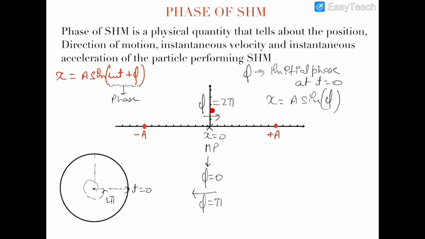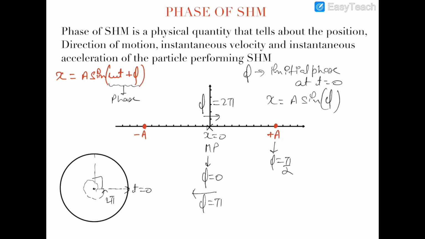So these 4 quarters, like this one, this one, this one and this one, together form one complete cycle. In the quarter circle, the angle covered by the particle is 90 degrees or pi by 2. So in the quarter cycle of SHM, the phase covered by the particle is phi equal to pi by 2. So the phase of this position plus a for the first time is pi by 2.